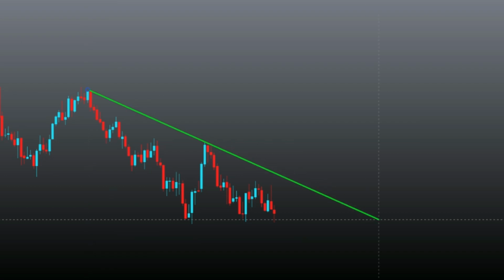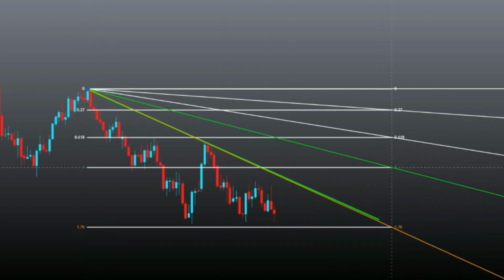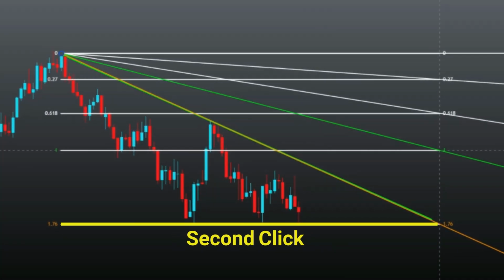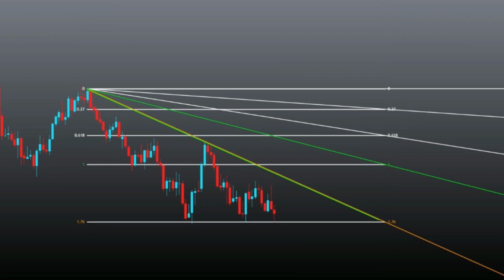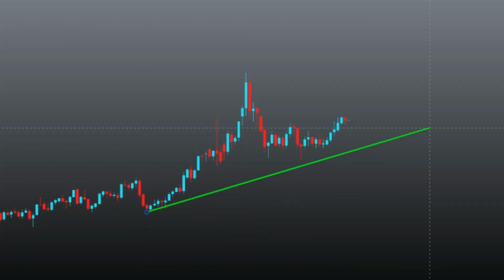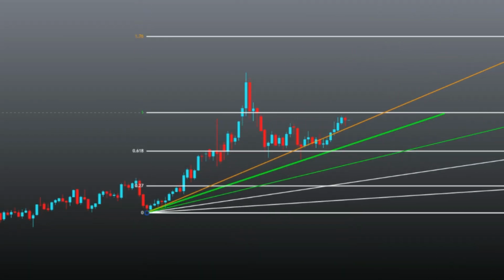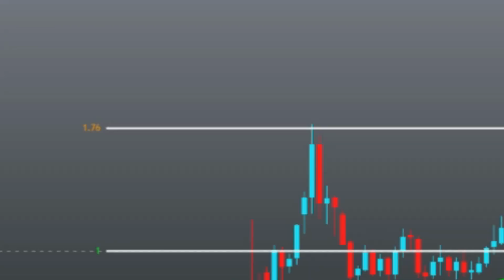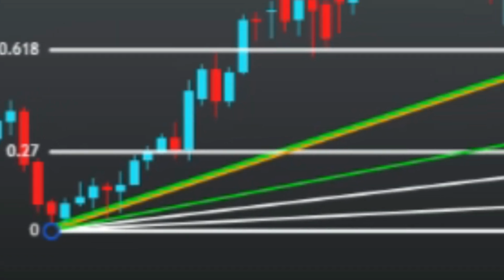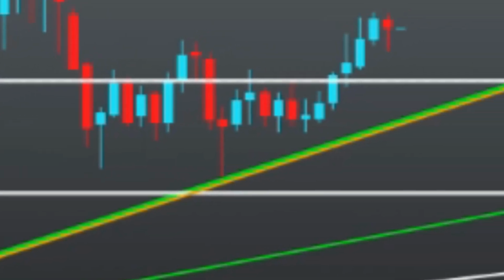Once you apply the Fibonacci speed on a trend, make sure the second click, which is at the end of the trend, is on Fibonacci 1.76 instead of Fibonacci 1. Also, the 1.76 arc has to be exactly on the trend line. This is the only difference with the previous strategy. To set another example, I apply Fibonacci speed fan to this trend. My first click is at the beginning of the trend and my second click, which is 1.76, is at the end of the trend. I also align the 1.76 arc with my trend line.